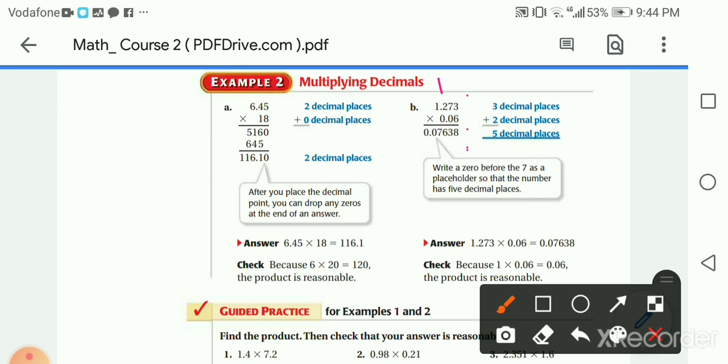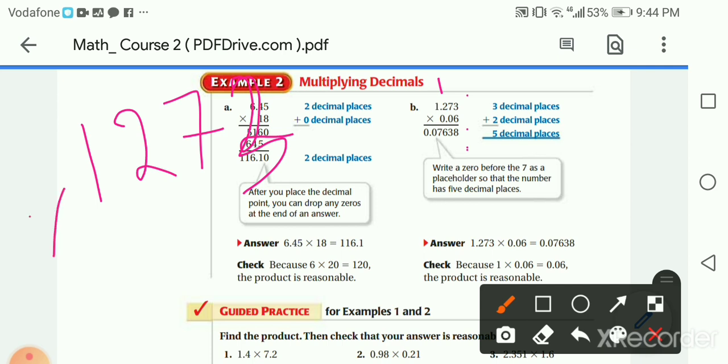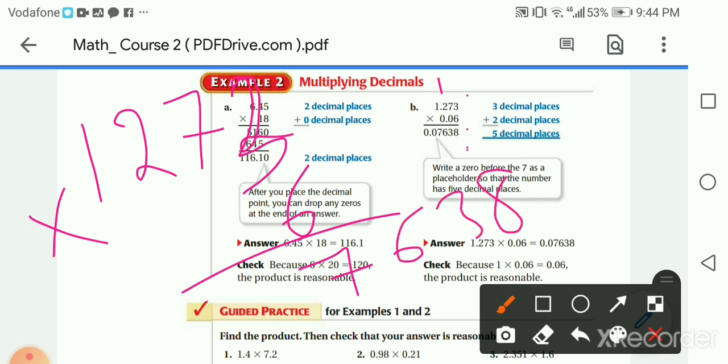So I like to do it this way, not to be confused. 1273, right? Times 6 gives me the answer 7638. Okay, how many decimal places do I have? 3 and 2. 1, 2, focus here. 3, 4, I don't have 5. Add a 0 here. Add another decimal place and put the point here, and 0.